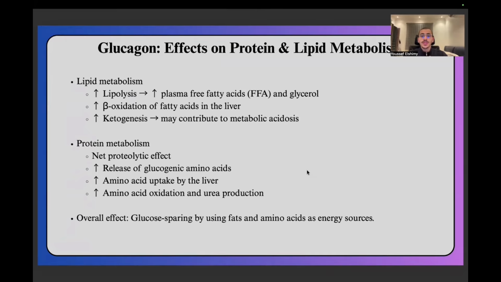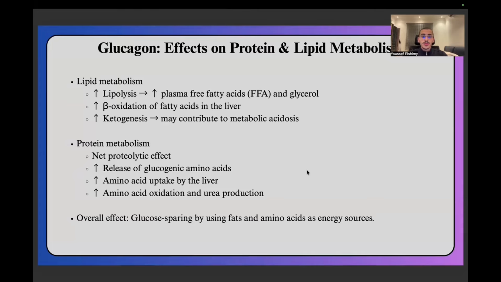So what are the effects on protein and lipid metabolism? So lipid metabolism, it's opposite to what insulin did. You want to break the fat in order to release free fatty acids and glycerol. You want to stimulate the beta oxidation of these fatty acids in the liver. You would find ketogenesis, and this is what contributes to metabolic acidosis, especially in DKA, diabetic acidosis in type 1, because there's no insulin, this protective effect of insulin is not found, then you have the unopposed glucagon secretion, and this glucagon would stimulate ketogenesis.